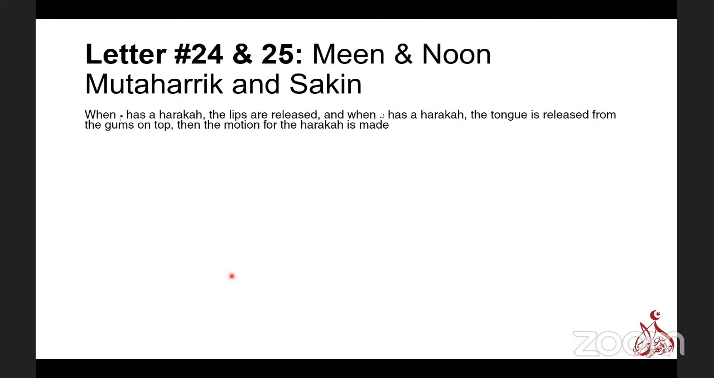So when meem has a haraka, the lips are released. You let go of your lips when it's connecting, and then you let it go. And when noon has a haraka, the tongue is released from the gums on top, and then you make the motion for whichever haraka you are reciting. So first your lips are closed, and then when the ghunna sound comes, you release the lips. Ma, ma, ma. So mata.